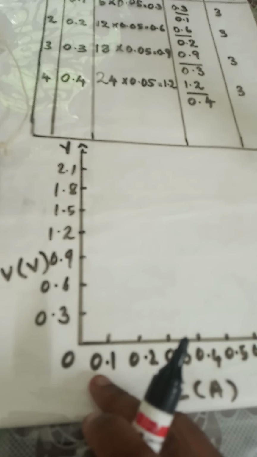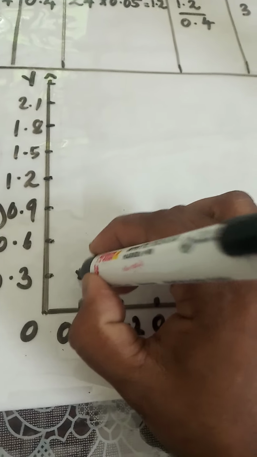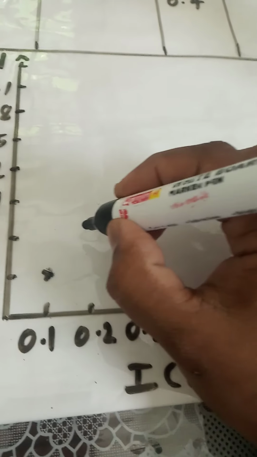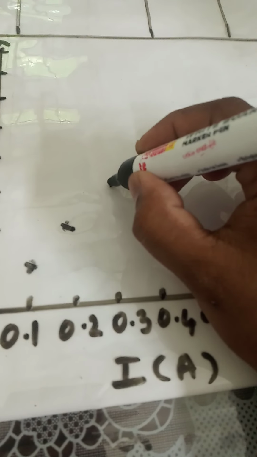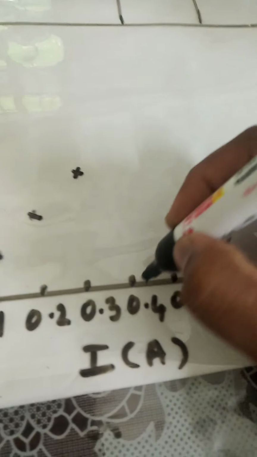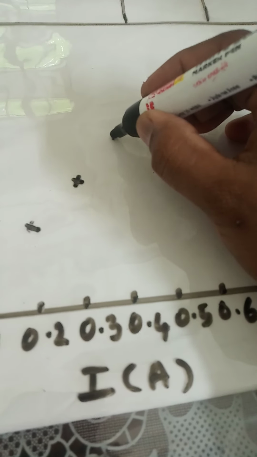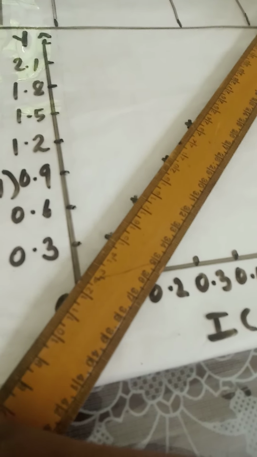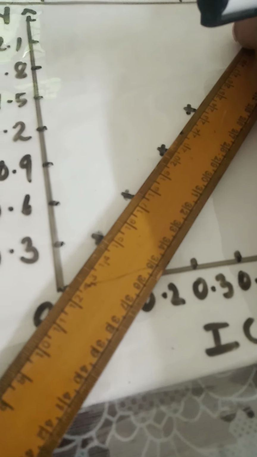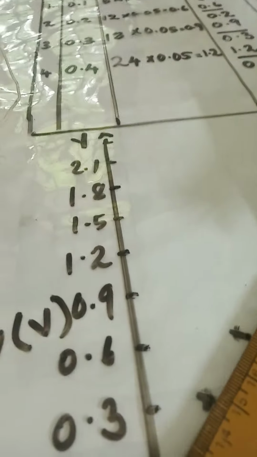When current is 0.1, the voltmeter reading is 0.3. When current is 0.2, the voltmeter reading is 0.6. When current is 0.3, the voltmeter reading is 0.9. When current is 0.4, the voltmeter reading is 1.2. If we join all these points, we'll get a straight line moving away from the x-axis and y-axis. It's a straight line.